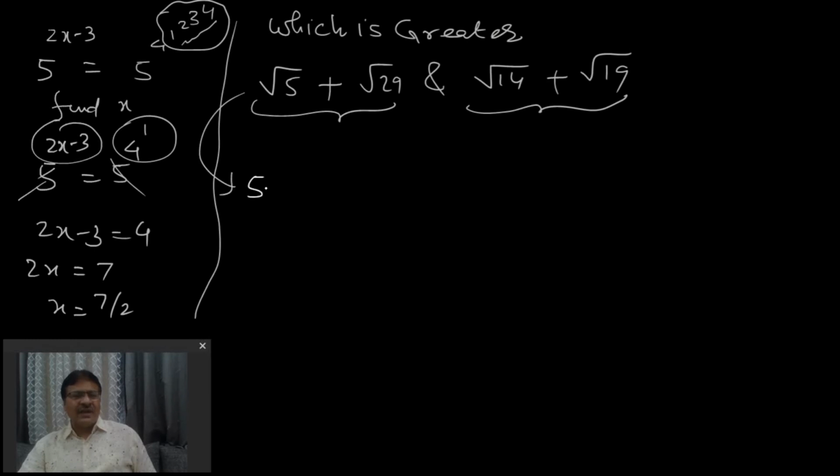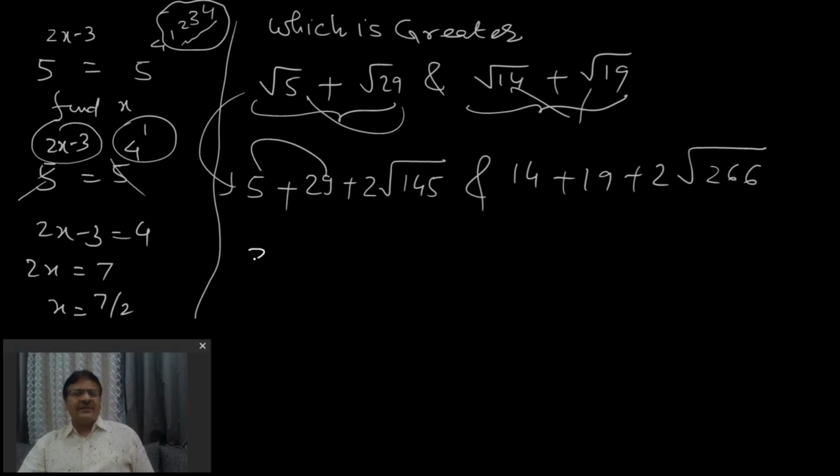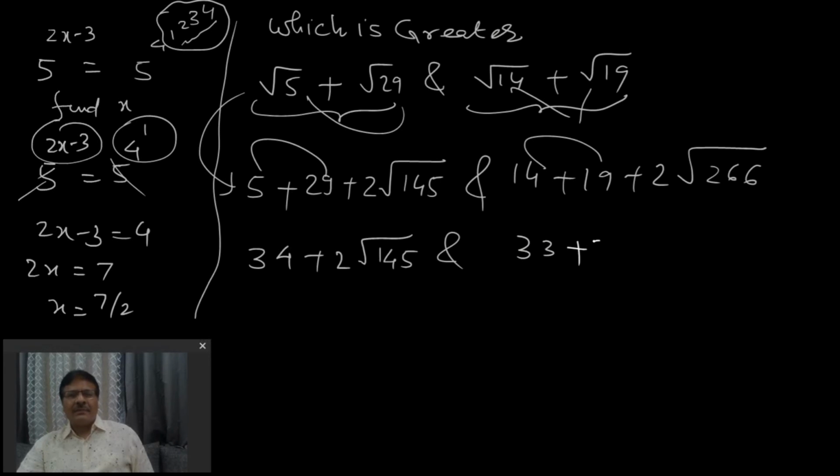(a plus b) whole square, that is a square plus b square, 5 plus 29, plus 2ab part I can write as 2 into root 5 into root 29, that is 145. And if I square this thing, then what do I get? 14 plus 19 plus 2 under root 14 multiplied by 19, that is 266. Is that clear, guys? Now 29 plus 5 is 34 plus 2 square root of 145, and 19 plus 14, what is that? 33 plus 2 square root of 266.